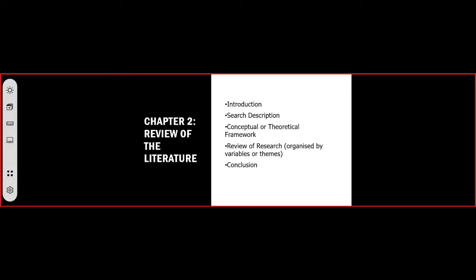So chapter 2 is the review of your literature, or your literature review chapter. As we've said now, you have your introduction, your search description, your conceptual or theoretical frameworks if you have, your review of your research according to variables or themes, and in this chapter you have a conclusion.